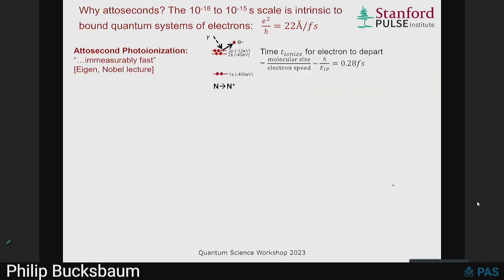Why? Why do we have to even get faster? It's because of some of the things that have been talked about at this meeting. Briefly, because electrons move fast and they couple to nuclei. And if you really want to see how chemistry works, you have to capture that motion. Now, the time it takes for an average electron in an average molecule to move across the molecule is about a quarter of a femtosecond.